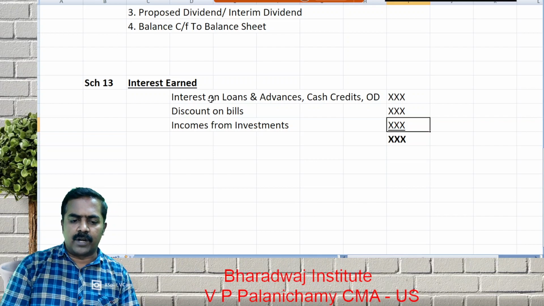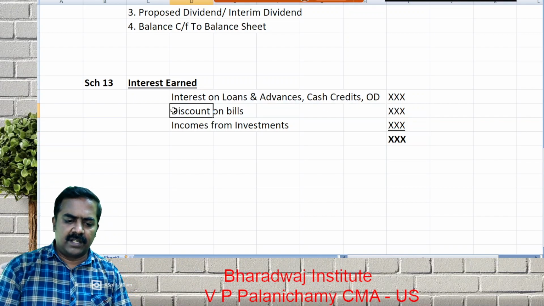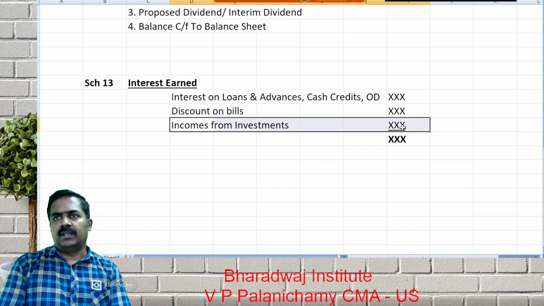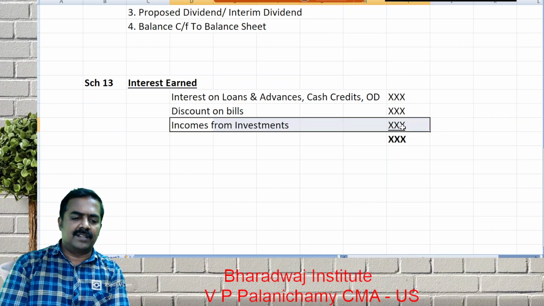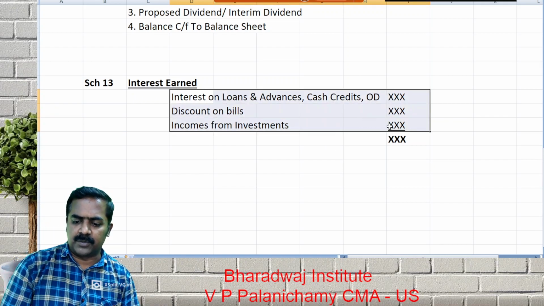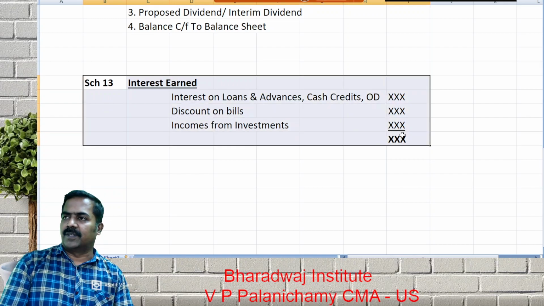So what is included in 13? All types of interest on loans, cash credits and overdrafts, discount on bills earned by the banker, and income from investments, which may be dividend received on investments. That's an operating income for the bank. So all these things are part of schedule number 13. Otherwise, the main income is this one.